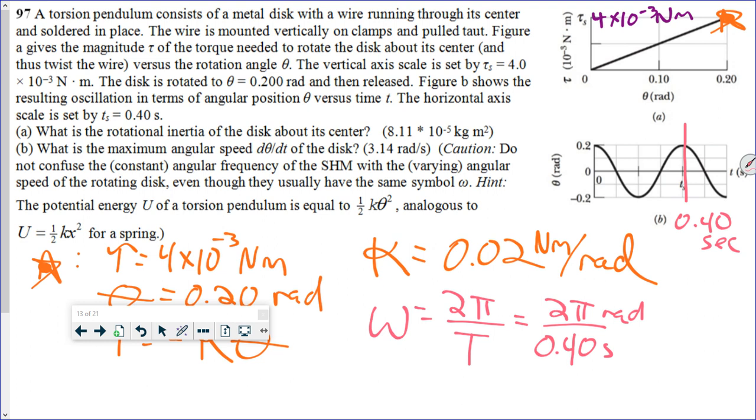All right. So if you solve this, you get, is it 15.7? Yeah. Radians per second. And so now I can find my rotational inertia, right?